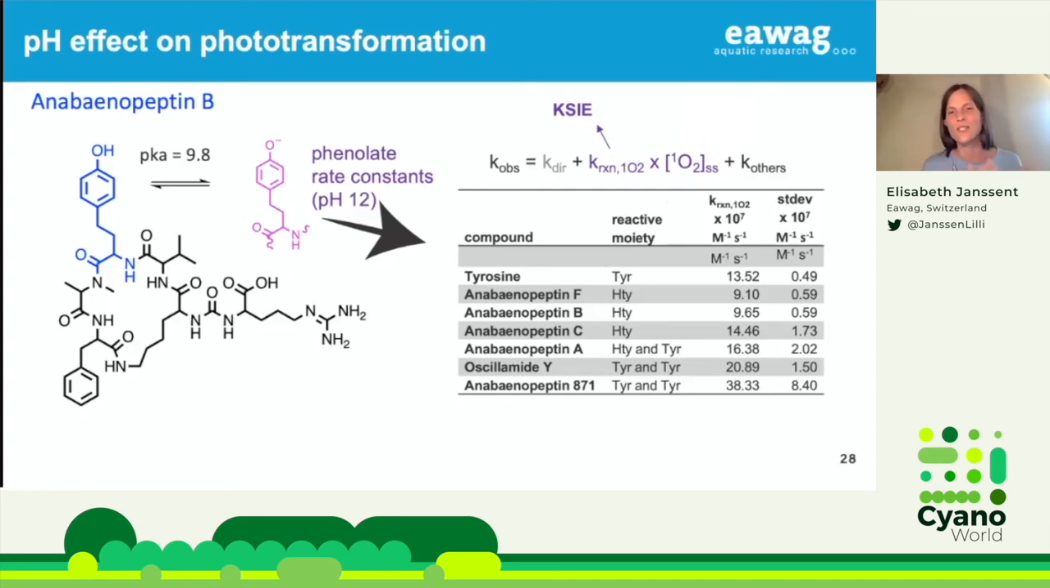So we also went into these k_other processes that are also contributing to phototransformation of cyanopeptides. And here we studied triplet excited organic matter that also shows a pH effect that is very significant. But I decided for the sake of time not to go into more detail today.